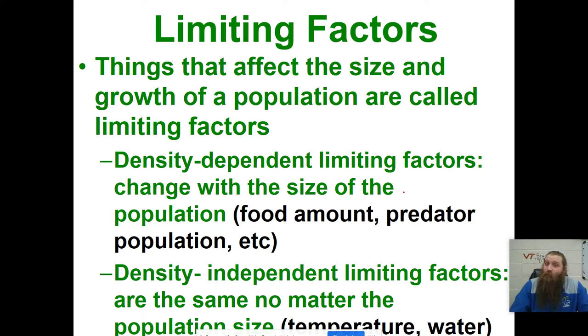If you can't live in snow, then you can't live in snow. If you need a certain amount of water, it doesn't matter if there's one camel or 1,000,000 camels. If there's only 5 gallons of water, you can only support a certain number of camels. So there's density dependent, density independent.